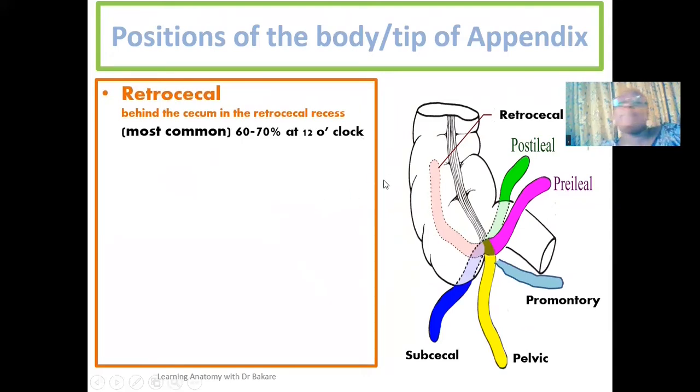You see the appendix located posterior to the cecum, and this is the retrocecal appendix. You see it located behind the cecum. In this kind of position, the appendix is seen to be located within the retrocecal recess. Remember the retrocecal recess that we talked about in our previous lecture on the cecum, where we said that it is a space that is created at the posterior part of the cecum. This is where the retrocecal appendix is usually located. So it is seen behind the cecum, located in the retrocecal recess of the cecum.